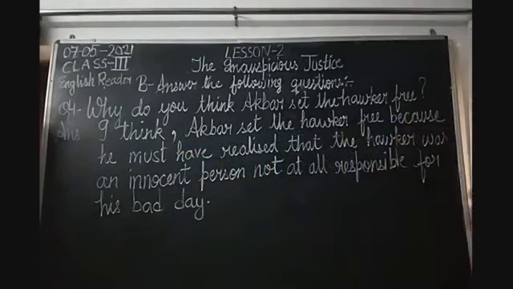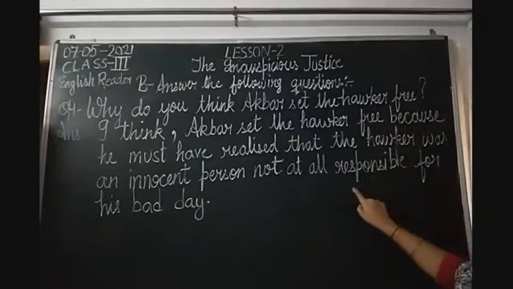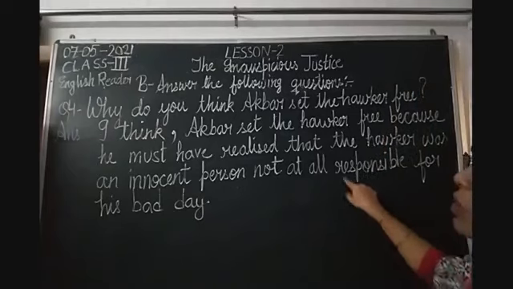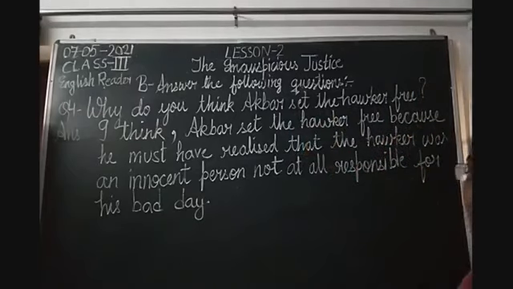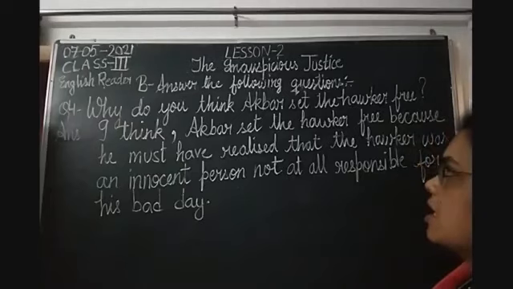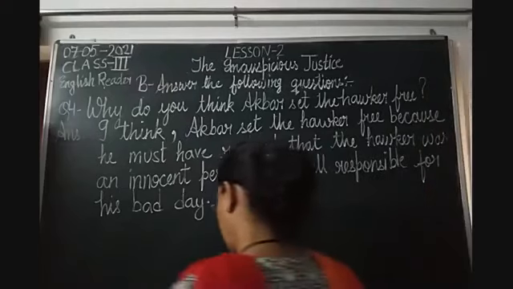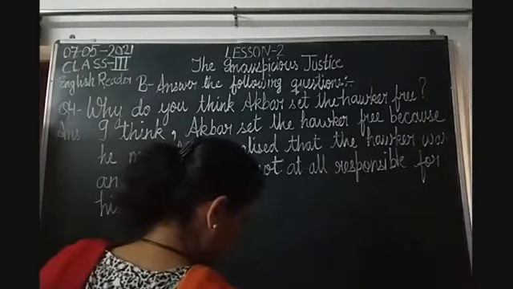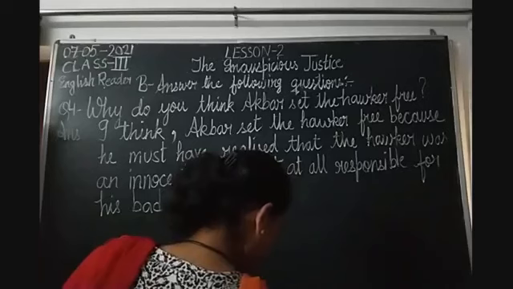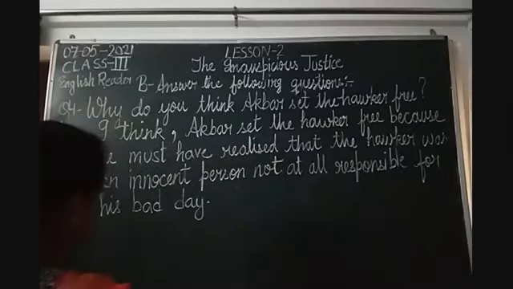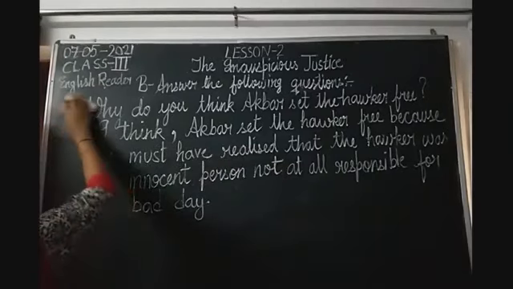Fine. So, again, I'm reading it for the last time and then I'm going to erase it. Question 4. Why do you think Akbar set the hawker free? The answer is, I think Akbar set the hawker free because he must have realized that the hawker was an innocent person, not at all responsible for his bad day. So, children, now I'm going to erase question number 4 and write question number 5.